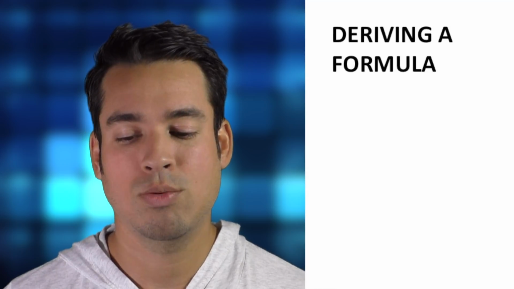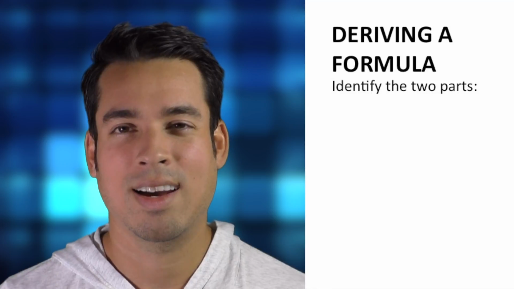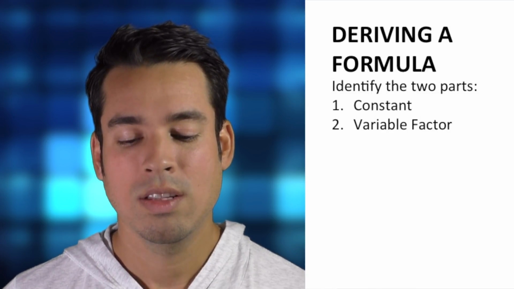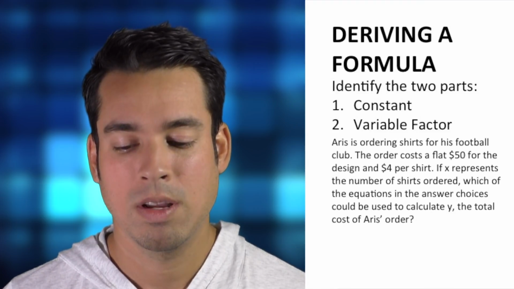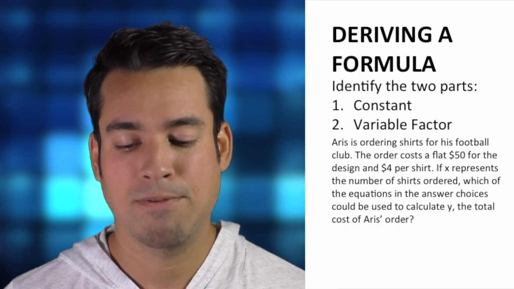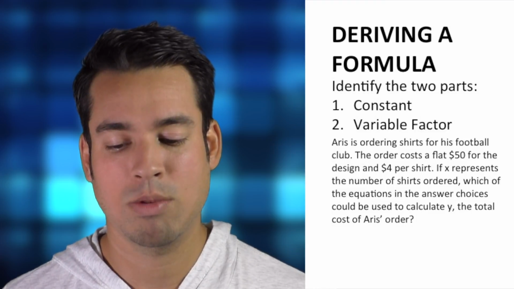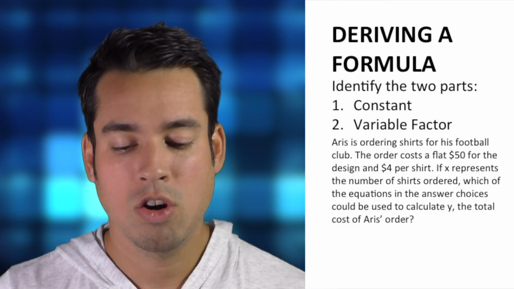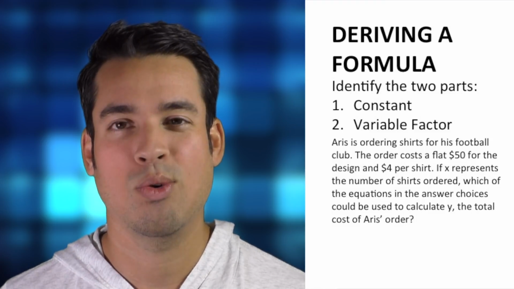So here, first of all, it's really important to do two things: identify two parts, a constant and a variable factor. So let's take this example here. Eris is ordering shirts for his football club. The order costs a flat $50 for the design and $4 per shirt. If X represents the number of shirts ordered, which of the equations in the answer choices could be used to calculate Y, the total cost of Eris's order?